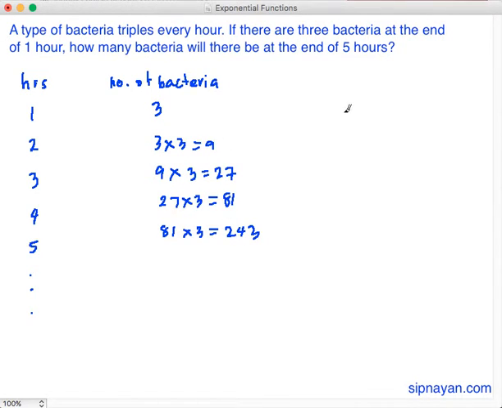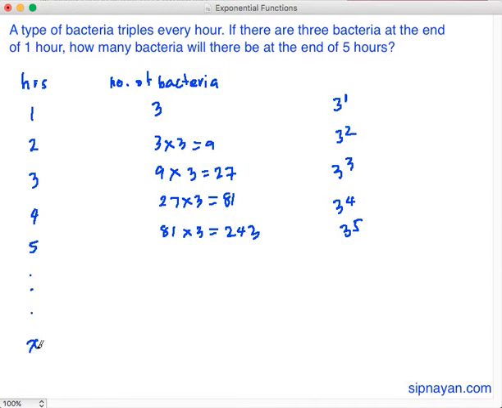So, at the end of 1 hour, we have 3 to the first, no? At the end of 2 hours, we have 3 to the second, and then 3 cubed, 3 to the fourth, and 3 to the fifth. No, I think this is obvious, no?